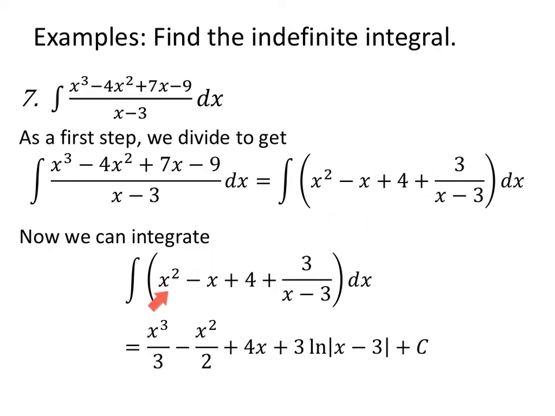Now individually, we can find these little integrals using our sum or difference rules. The integral of x squared is x cubed over 3, minus the integral of x is x squared over 2, plus the integral of 4 is 4x, plus the integral of 3 over x minus 3 dx, which will have the 3, and then it'll be natural log of u, right? But our u value is just x minus 3, so this is 3 natural log absolute value of x minus 3 plus c. Using the techniques we've had in the first 6 problems, we can find this piece of our integral.